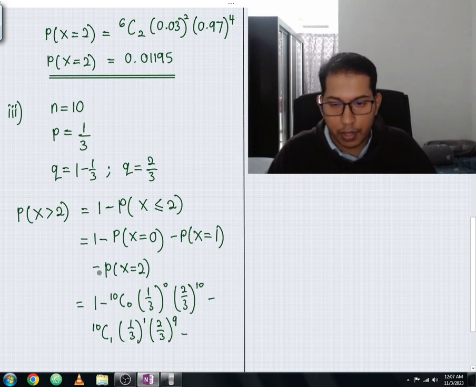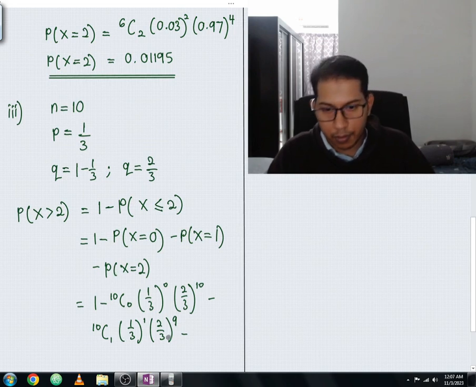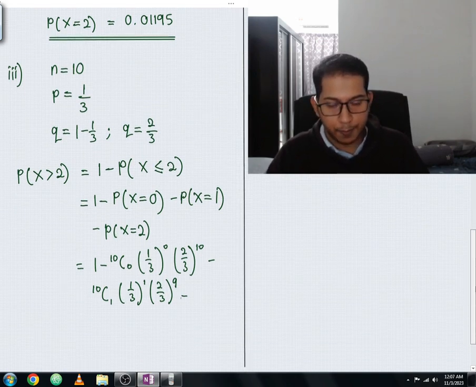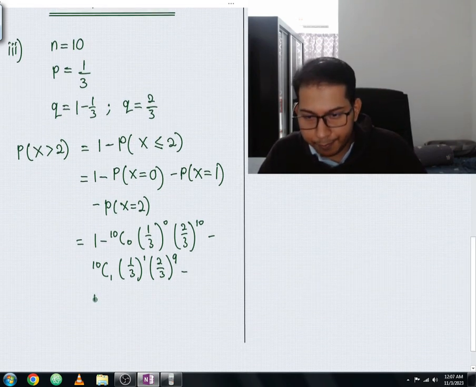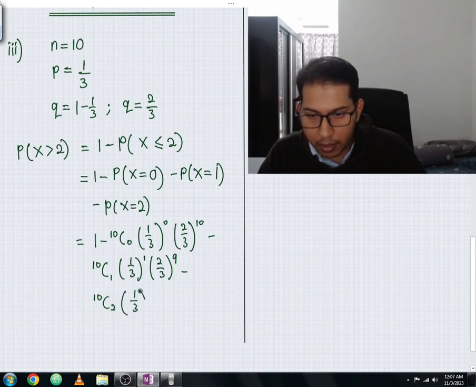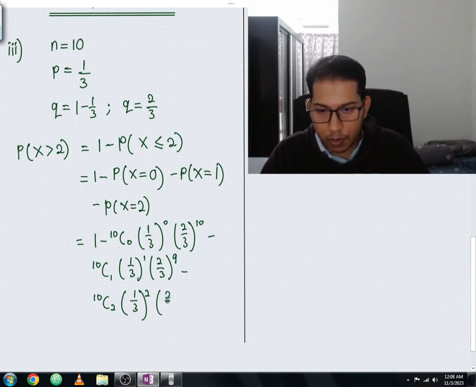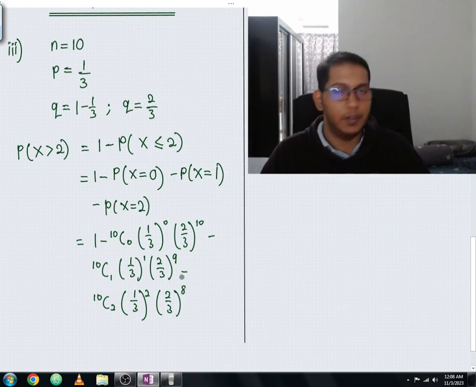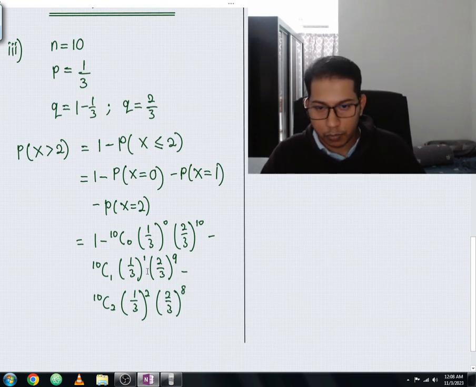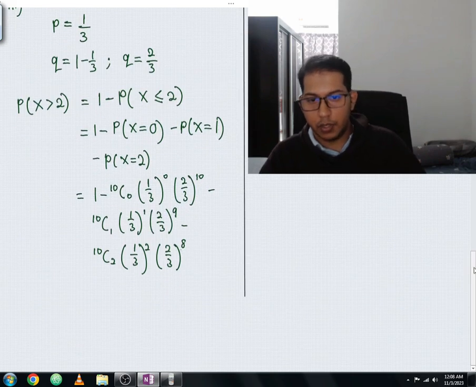And continue with the last one, probability x equals 2. Minus 10 choose 2, and then times 1 over 3 squared, times the coefficient of the success, how much you are choosing, and then times 2 over 3 to the power of 8. 10 minus 2, and that's how you get the 8 over here. So you calculate everything.